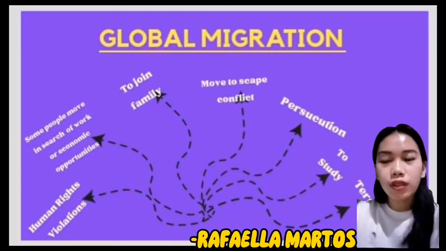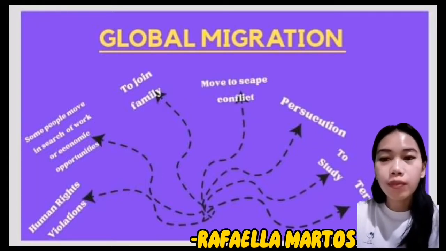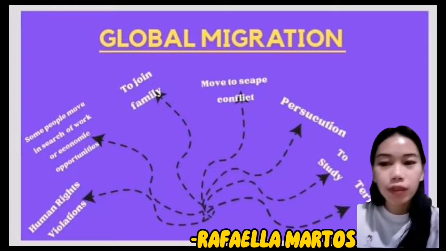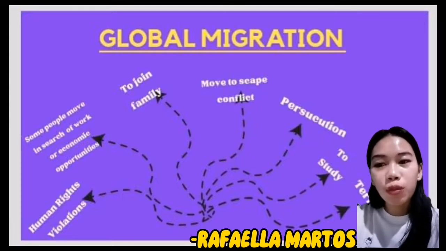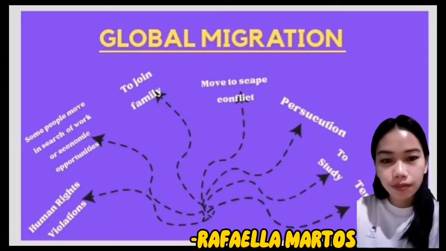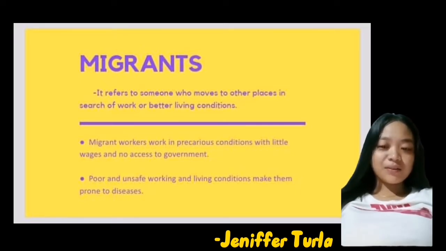Global migration. Examples of reasons for global migration: to join family, to escape conflict, to pursue education, to study, terrorism. Some people move in search of work, of economic opportunities, or because of human rights violations. Migrants: it refers to someone who moves to another place in search of work or better living conditions.